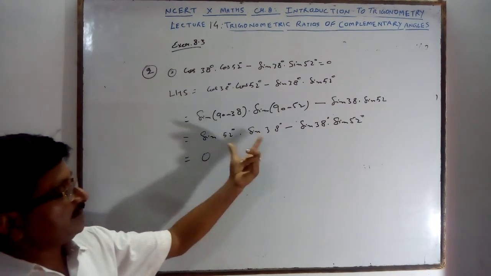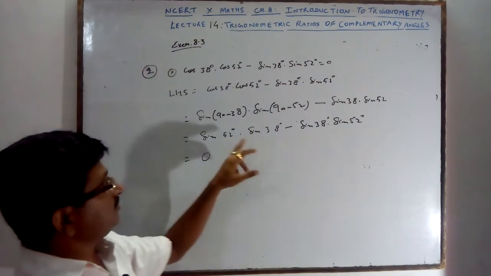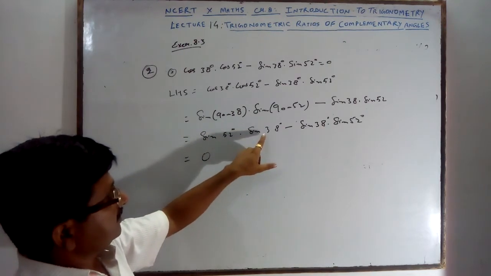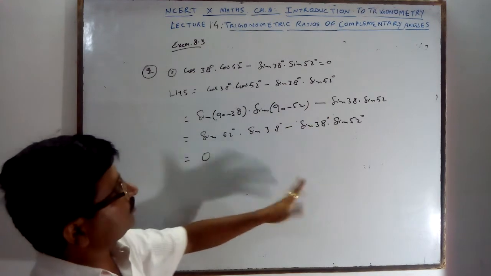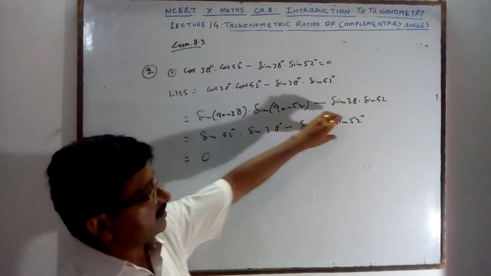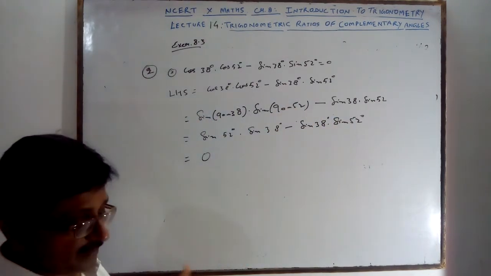This product AB minus AB, what will you get? 0. That is the place only changed. Here 38 is in the second place, here 38 is in the first place. No problem, both are fine. So both the terms will be cancelled, your result is 0.